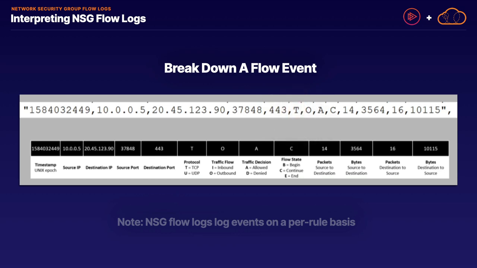We have our traffic flow, and this is inbound or outbound. And in this case, we have outbound. We have the traffic decision, and this is allowed or denied because, again, it's matching to a specific security rule on that NSG. So in this case, it was allowed. Then we have that flow state to tell us whether or not the traffic began here at this security rule, or this is just a continuation of another traffic, or this is the end of the traffic. So in the case of we denied this traffic, instead of seeing a C, we'd see an E because the traffic would end here instead of continuing. It continued because it was allowed.